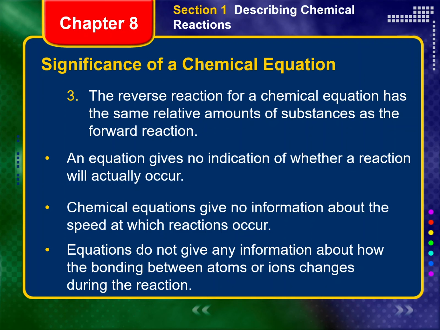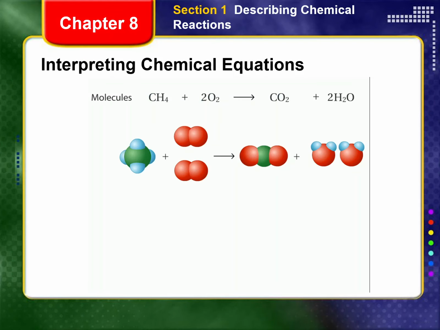In all these guidelines, it is important to remember that experimentation forms the basis for confirming that a particular chemical reaction will occur. In addition, chemical equations give no information about the speed at which reactions occur or about how the bonding between atoms or ions changes during the reactions.